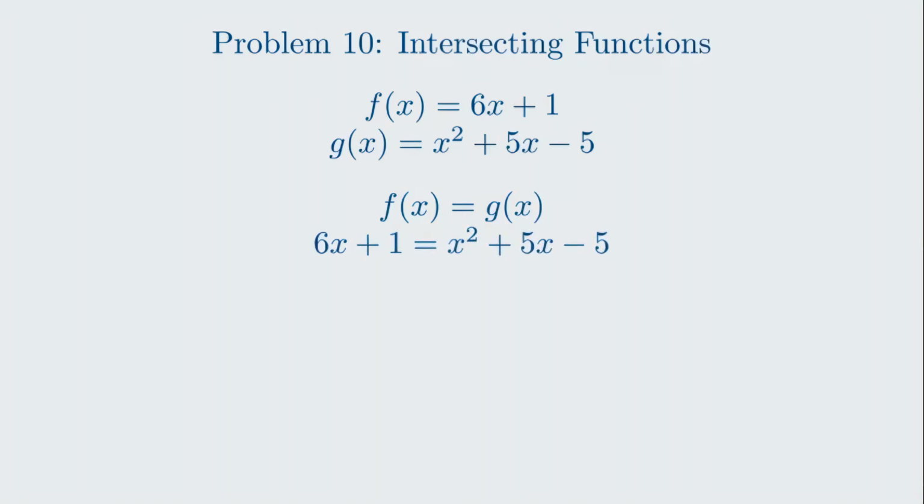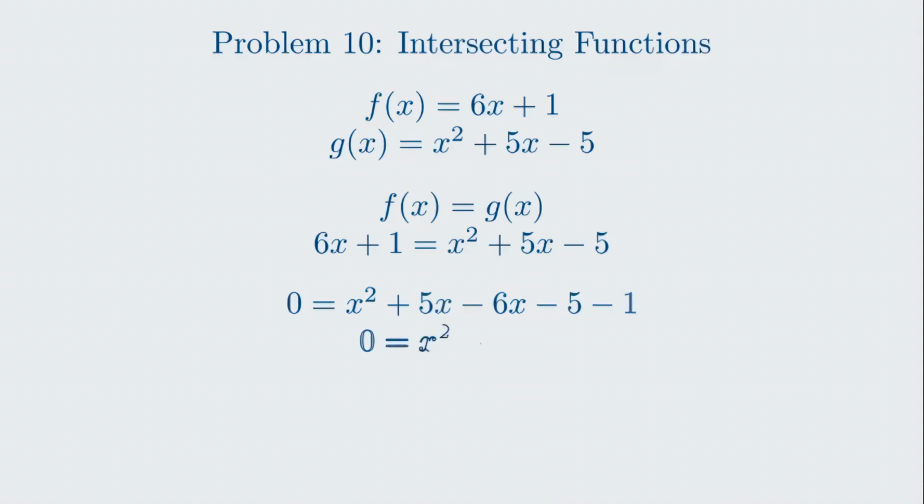We now have a quadratic equation. The standard way to solve a quadratic equation is to get all the terms on one side, set the equation to 0, and then solve. We'll aim for the standard form, x squared plus bx plus c equals 0. Let's move the terms from the left side to the right side. We subtract 6x and subtract 1 from both sides.